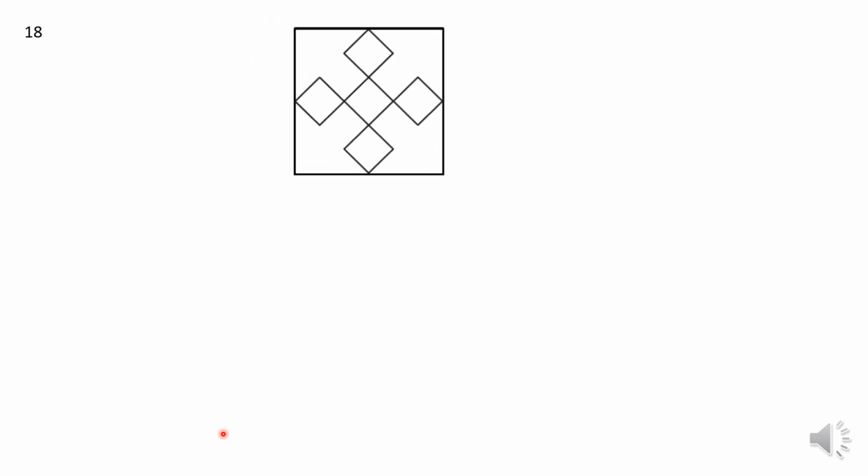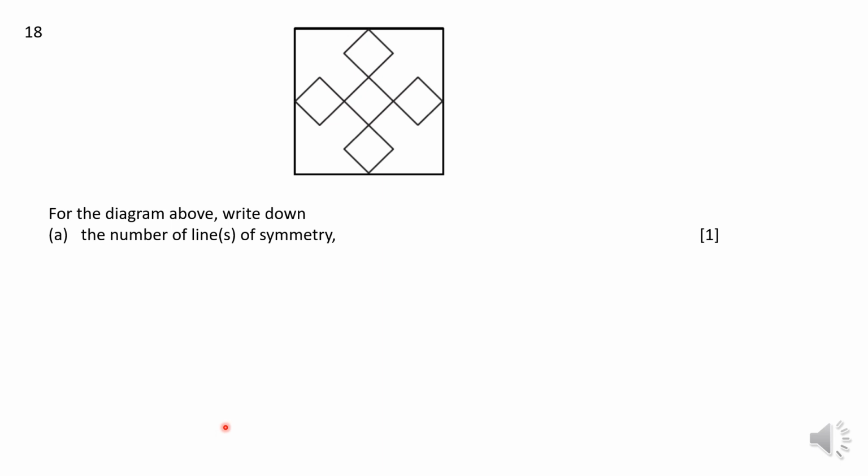Question 18 brings us a diagram. The first question is saying, write down the number of lines of symmetry. A line of symmetry is a line that cuts a shape in half, and it can exactly superimpose one side on top of the other. All right, so this particular diagram has got 4, and I have shown those 4, as you would see by the different colors. Those will cut the shape in half every time.